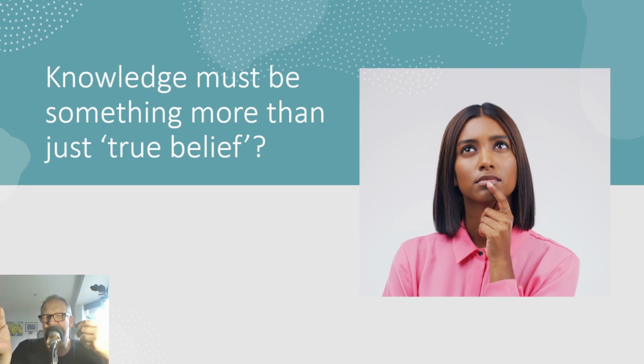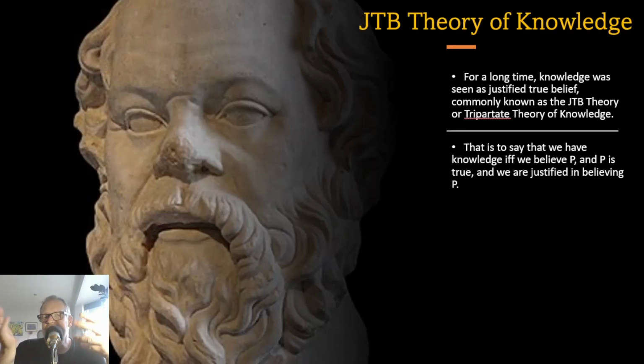So it seems that knowledge is something more akin to justified true belief. We must think something is true, that thing must be true, and we must have good justifications for believing that it's true. And so we come to what is known as the JTB theory of knowledge, or the tripartite theory of knowledge. The JTB theory states that we have knowledge if and only if we believe some proposition, that proposition is true, and we are justified in believing that proposition. So this seems to be what we can conclude from what we've just mentioned.